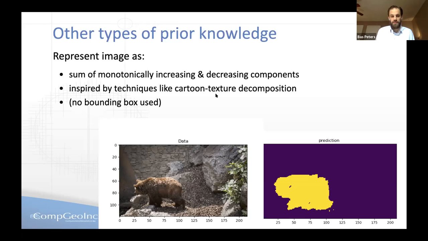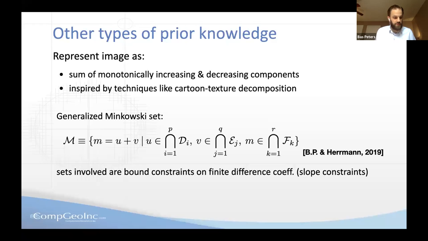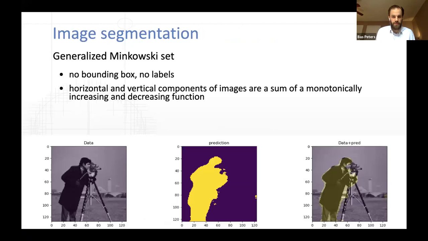That is inspired by techniques like cartoon texture decomposition, where you decompose images into sums of simpler images. So the intermediate steps are not shown here. This is just the final result. So there's no bounding box here, but we can still get a segmentation of an object by using ideas about monotonicity and decomposition of complicated images into simpler ones. I'll just skip some details here.